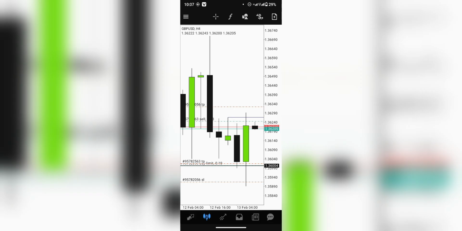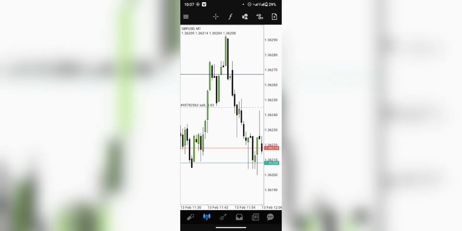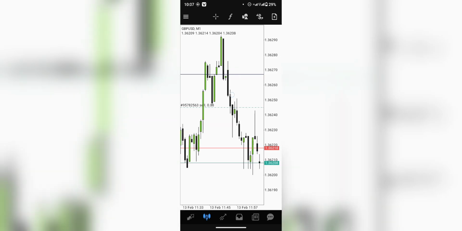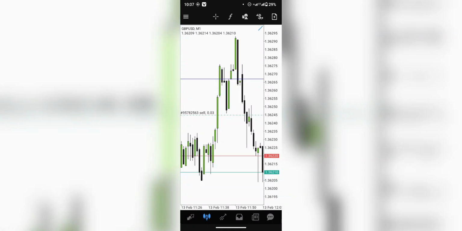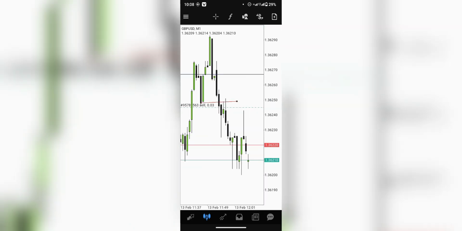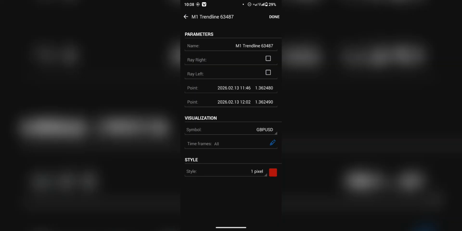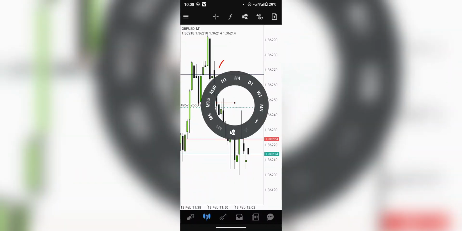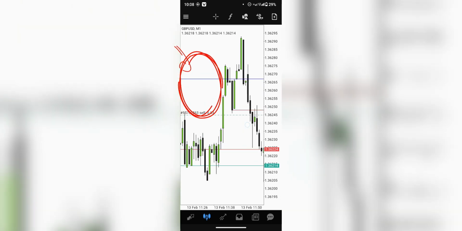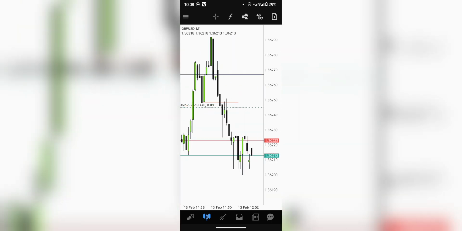This buy side liquidity has been taken, so I came down to the 1 minute and then identified the shift in market structure which occurred on this bearish breaker block. And that is exactly where you notice the entry, the sell entry over here.